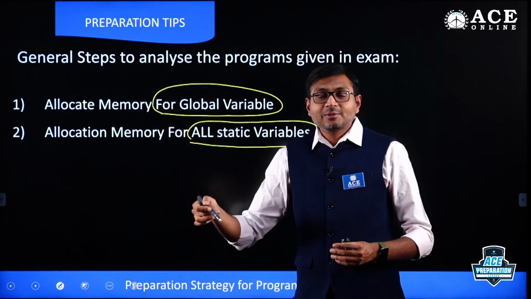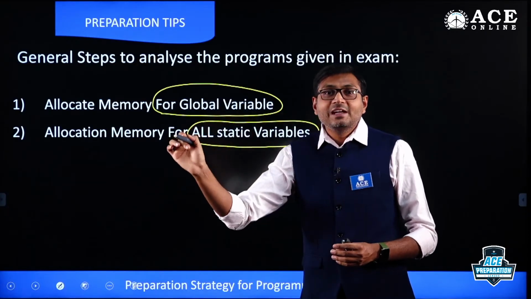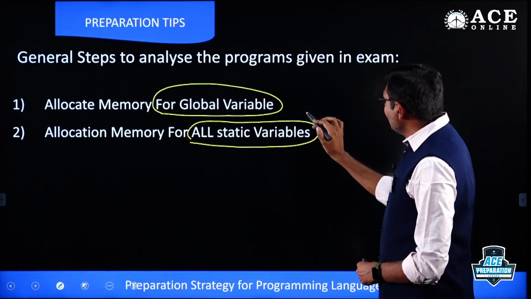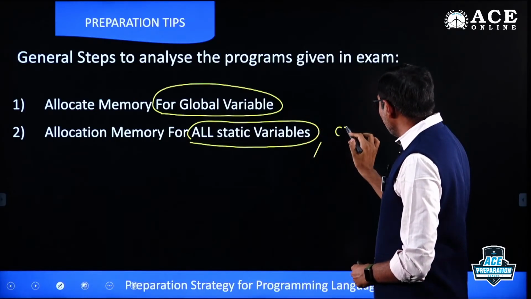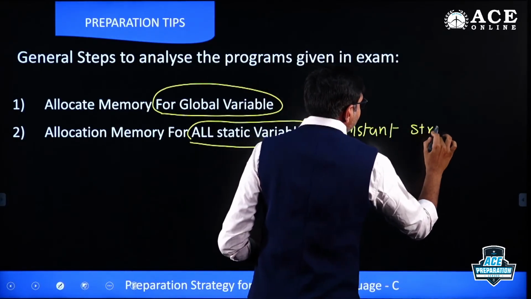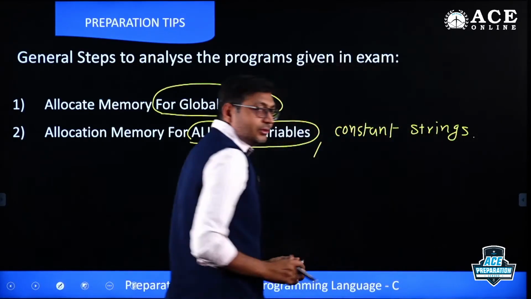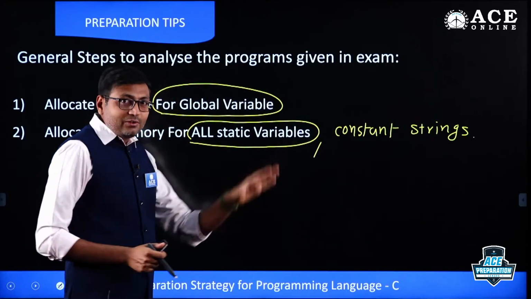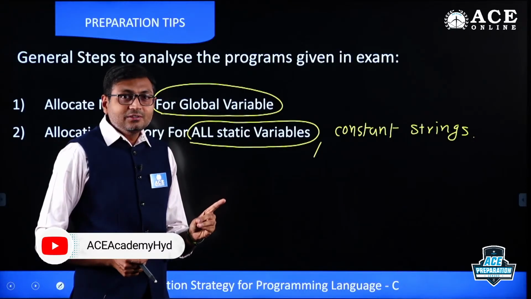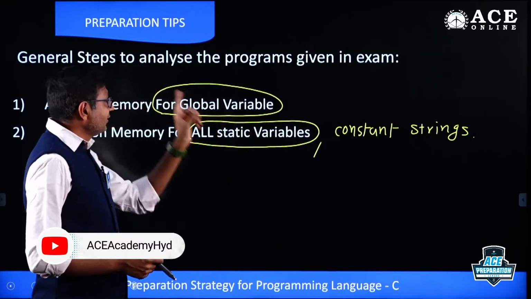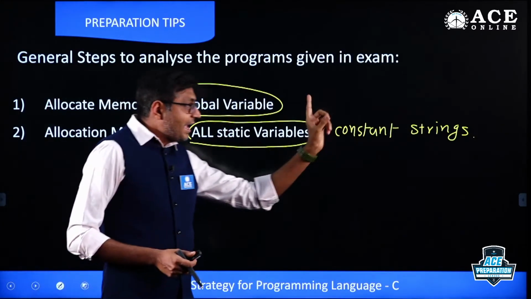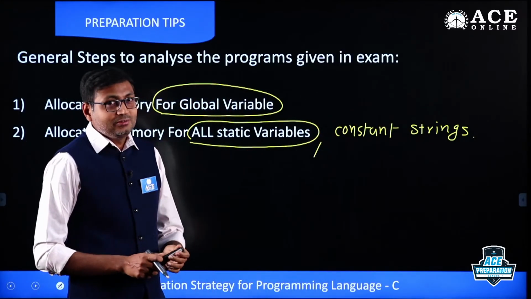Allocate the memory for all the, so actually show the boxes. These are my static variables in the program. These are the dummy addresses of the variables. And along with the static variables, also the constant strings. So first thing first, when your program is given, before you start the execution of main function, do these 3 steps. Global variable, static variable memory allocation and constant strings memory allocation.